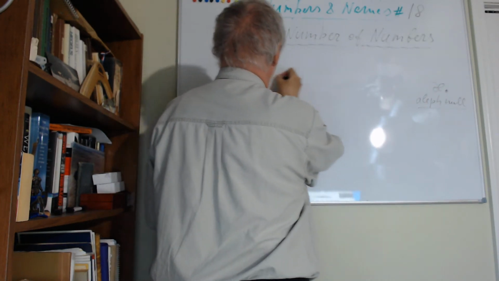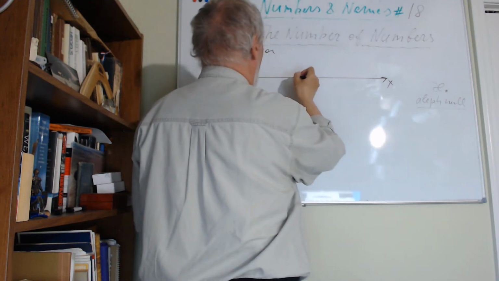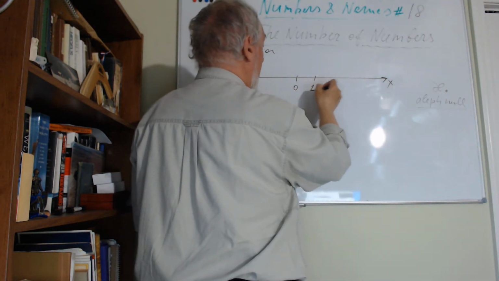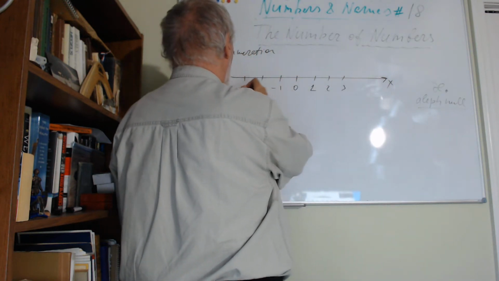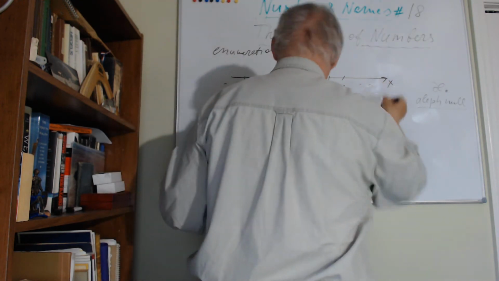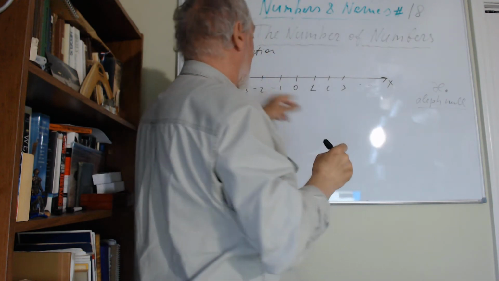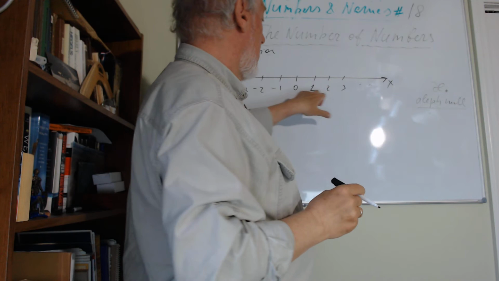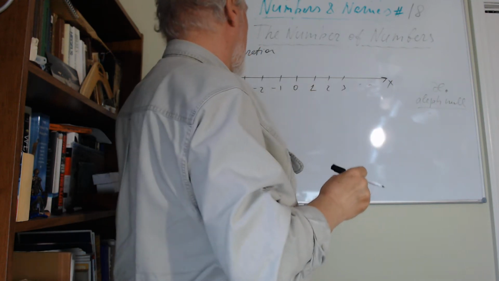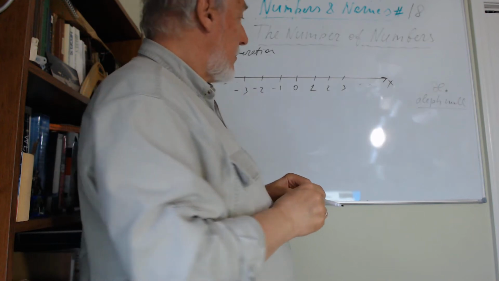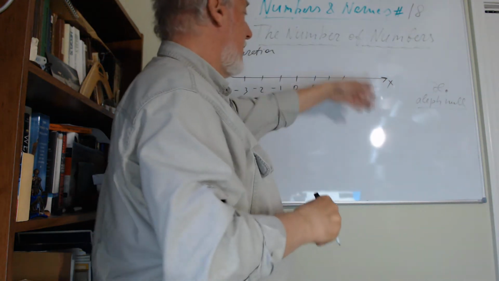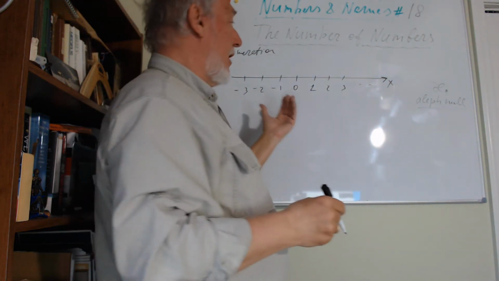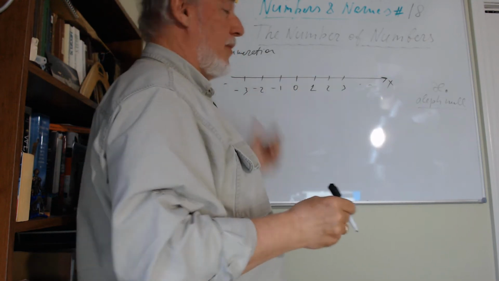Now let's try this. We have the x-axis, and we have 0 here, plus 1, plus 2, plus 3, and here minus 1, minus 2, minus 3. How many points will be on this axis, I mean only these integer points? Not 5, more. It goes to infinity there and infinity there. So Aleph Null here, Aleph Null there. How many will be together?